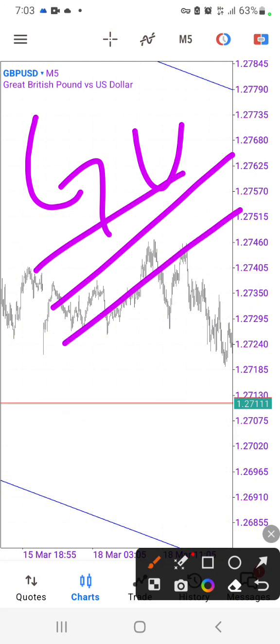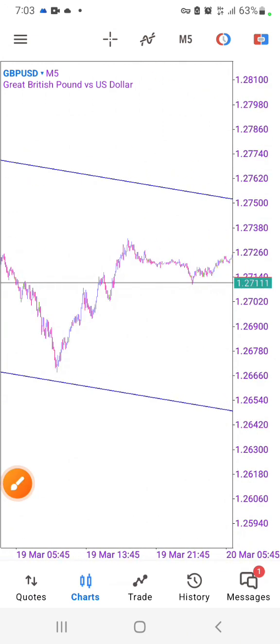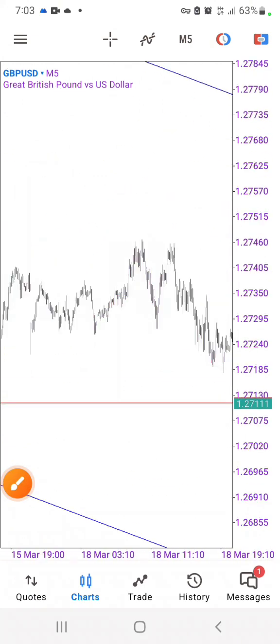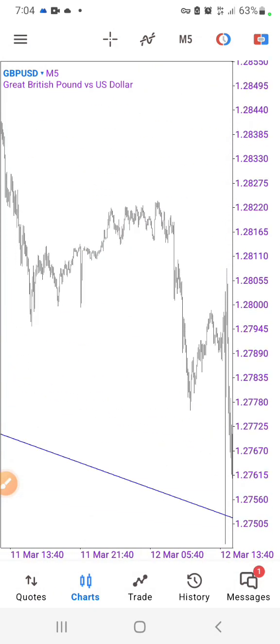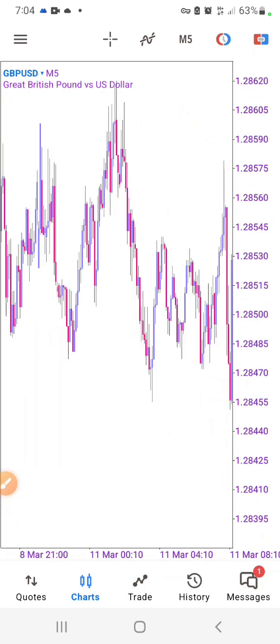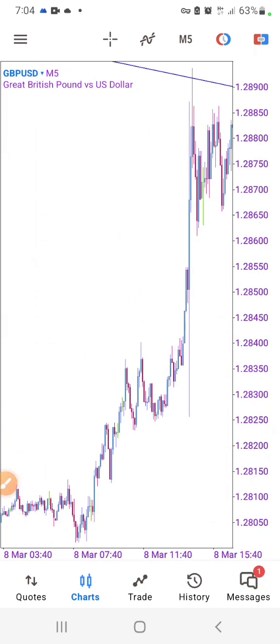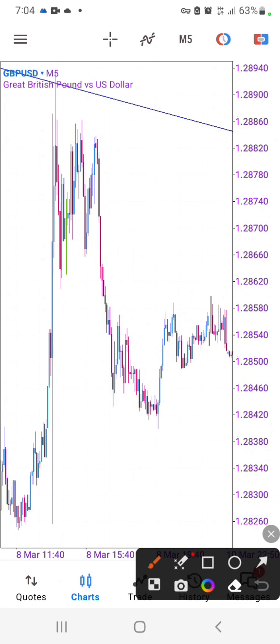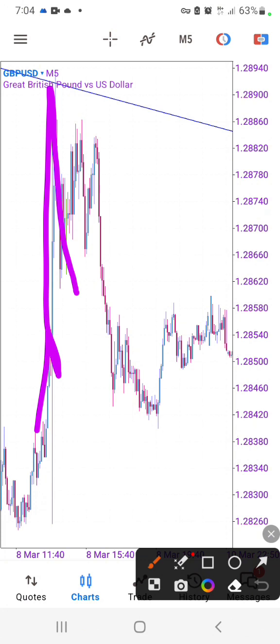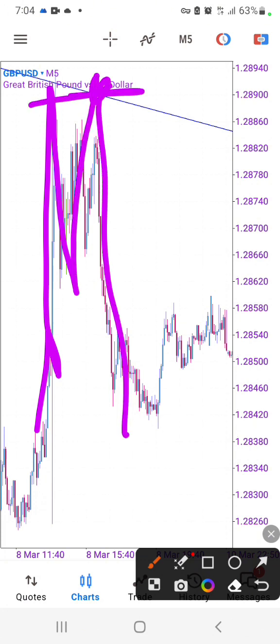So let us look at some setups which have been happening in a low time frame. Let us start from here. You can see here that the market came making a high, made a high low, made a high, made a high low. Are you getting the point? It failed to break above, and it broke down.